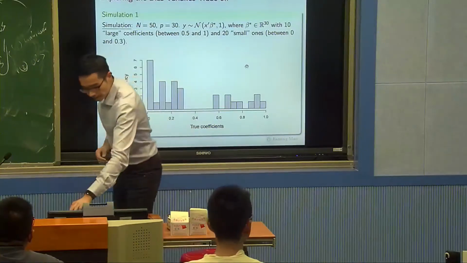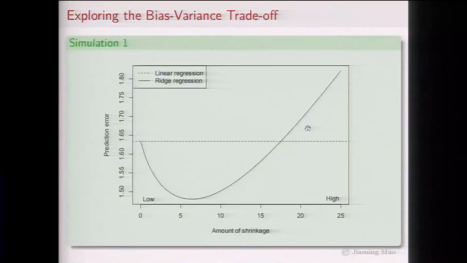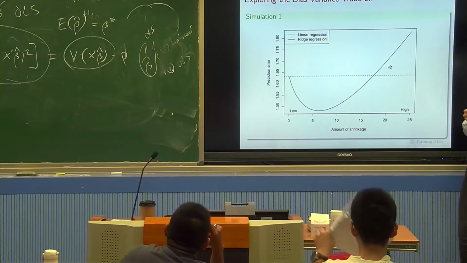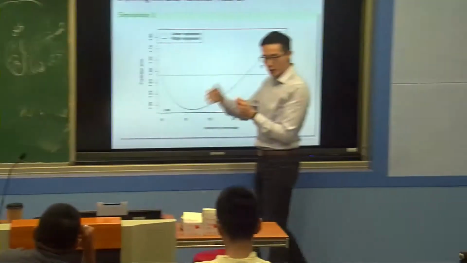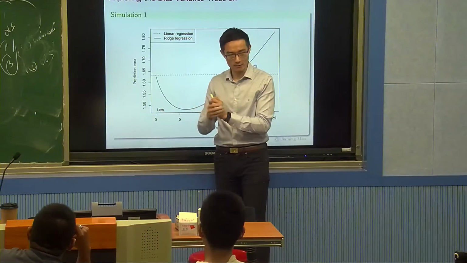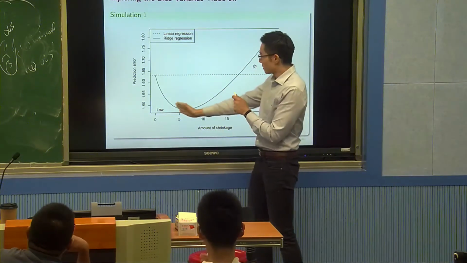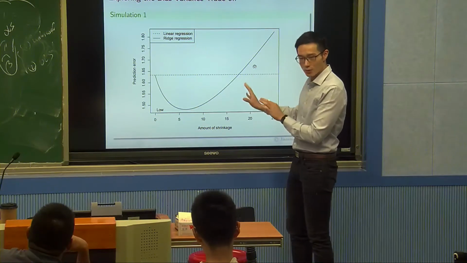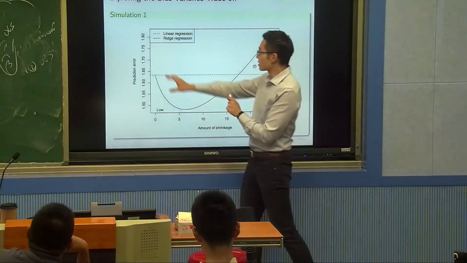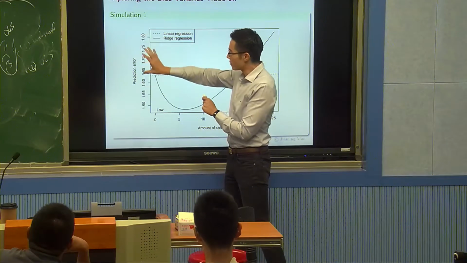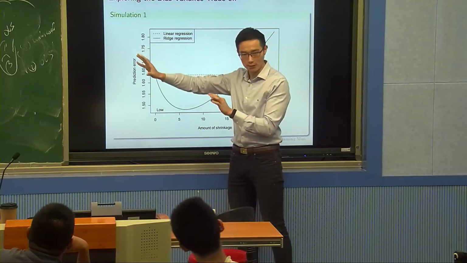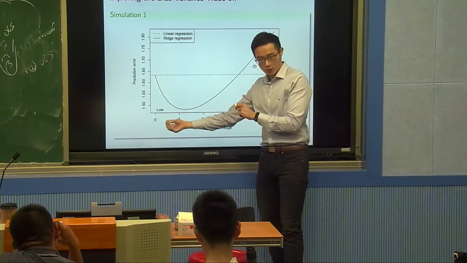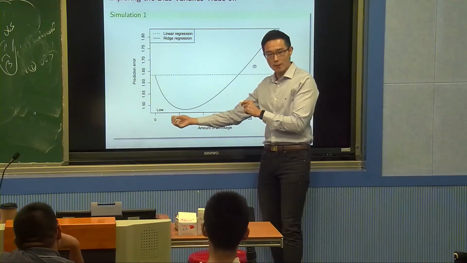Here's what I can do: I can use ridge regression. It's also called a shrinkage method, and I will explain later what shrinkage means. But here's the prediction error. You can think about the prediction error as the true out-of-sample error. Here is how much I'm going to increase my bias.